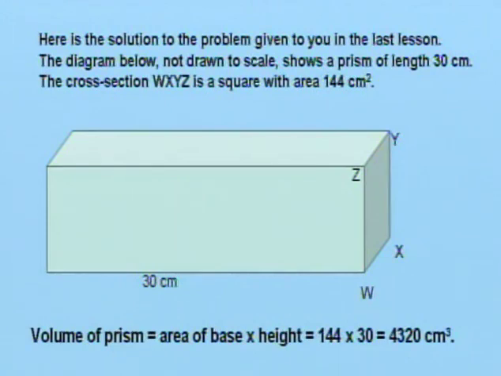Here is the solution to the problem given to you in the last lesson. The diagram below, not drawn to scale, shows a prism of length 30 cm. The cross section WXYZ is a square with area 144 centimeters squared. Volume of prism is equal to area of base times height, which is equal to 144 times 30, which is equal to 4,320 centimeter cube.